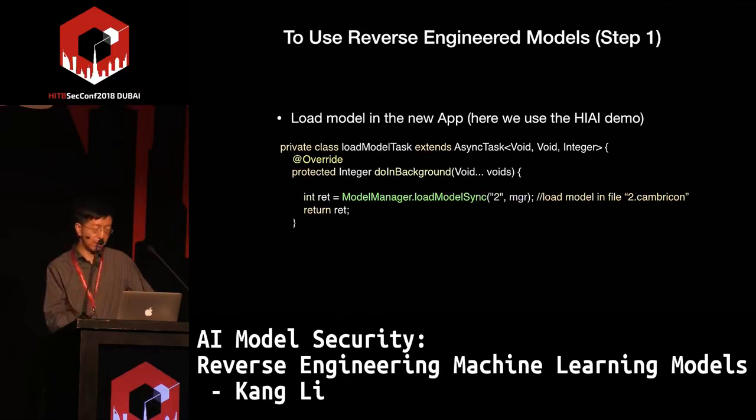And in this example, we're using the one with the hardware-specific ability. The model file we lifted is called 2.Cambricon. All we need to do first is make sure we load the right model, and we are using the model manager from the Huawei case. And the second step, once you've loaded the model, in order to get the image to use this model, you need to know what the initial input layer and the output layer look like.